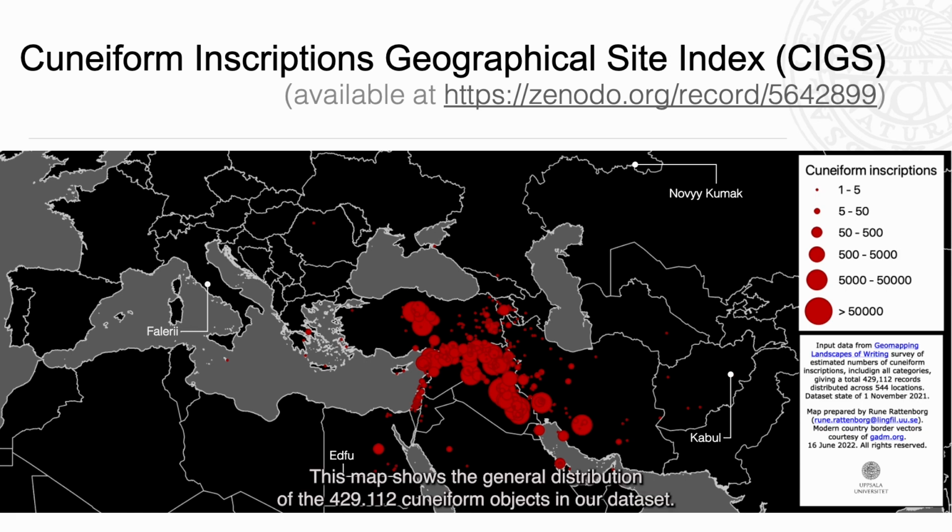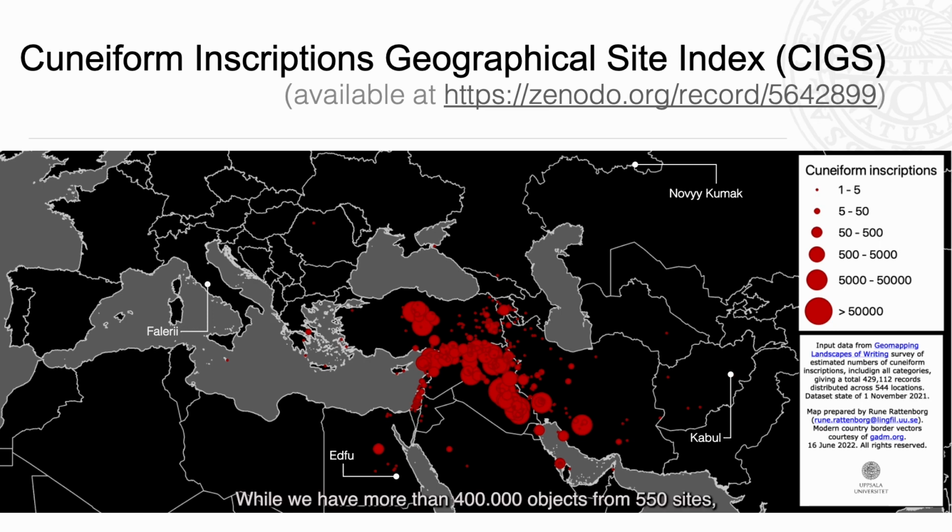This map shows the general distribution of the 429,112 cuneiform objects in our dataset. The geographical extent spans from the vicinity of Rome in the west to Kabul in the east, and from southern Russia to Edfu in Egypt. These far extremes are clearly outliers, and the vast majority of text is concentrated in the area called the Fertile Crescent, Iraq, Syria, and the Mediterranean coast, and also adjacent regions. The core area of cuneiform writing, southern Iraq, has also yielded the densest distribution of cuneiform texts.